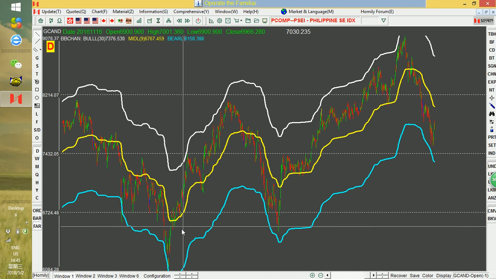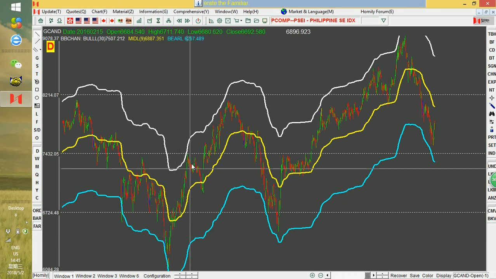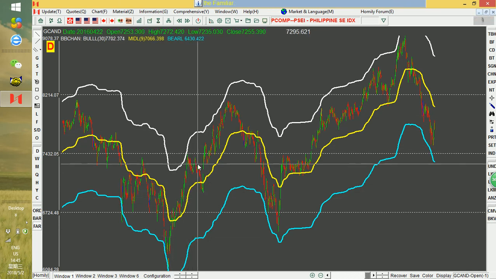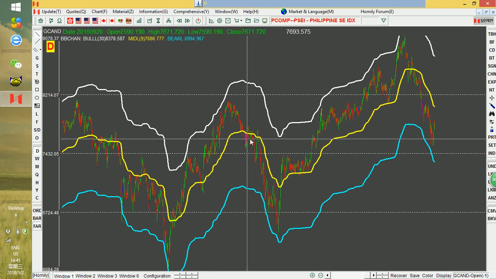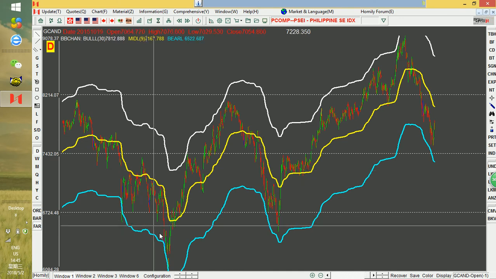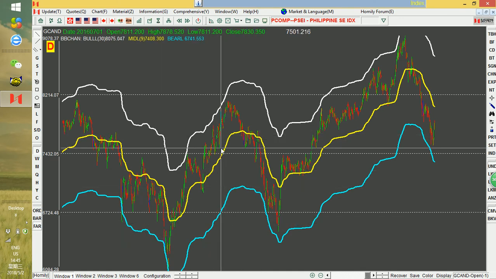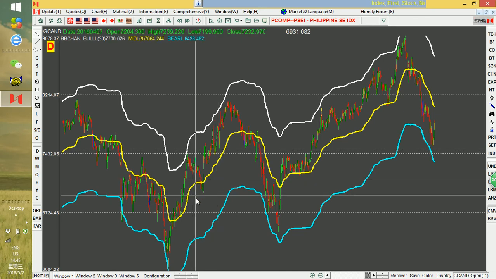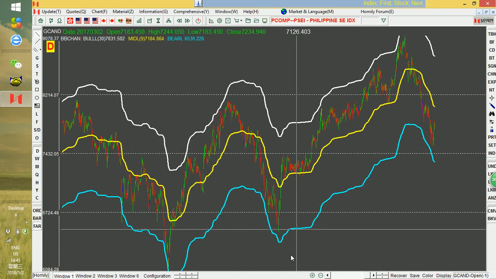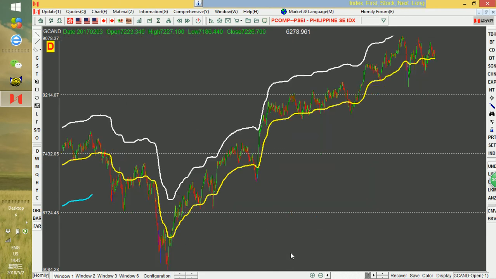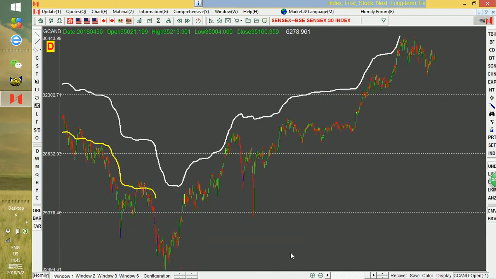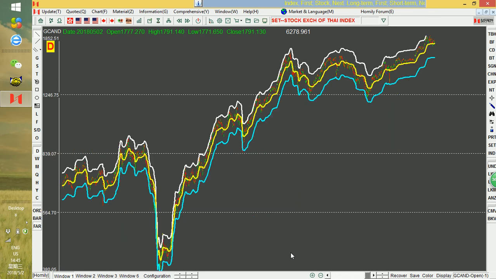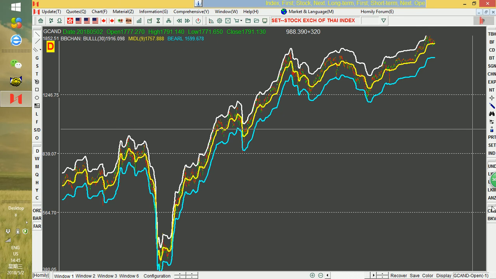It does not only work between the white line and the yellow line, or the yellow line and the blue line. It frequently breaks through the yellow line. So this is a sine wave. I should take an example for all of you, but let's see if we have it here.